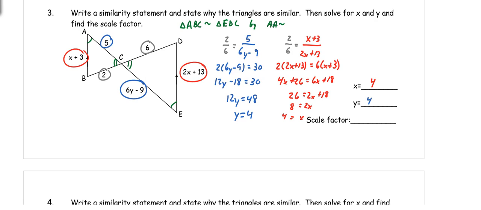Then to get our scale factor, remember that the scale factor is the new over the old. So the second triangle listed has a side of 6. The first triangle listed has a side of 2, which reduces to 3 over 1.